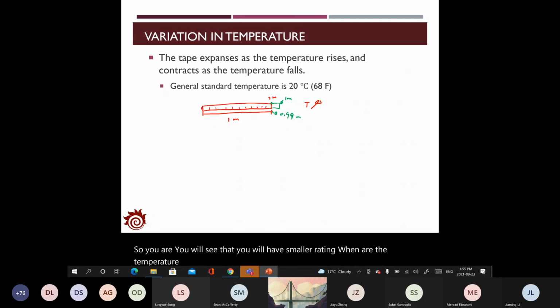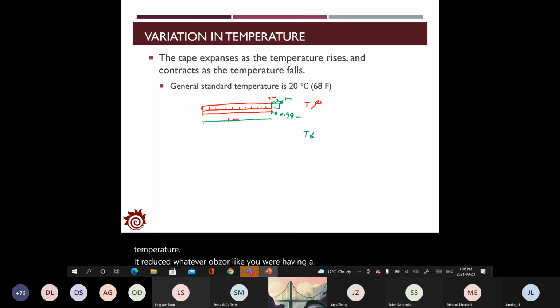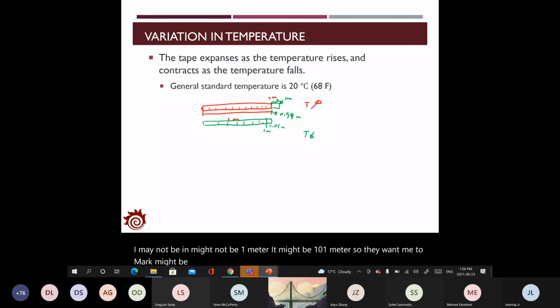In that sense, for the correction, you need to add this error from the expansion due to temperature. And similarly, if the temperature is reduced, you will actually read a larger value. It might not be 1 meter, it might be 1.01 meters. So the 1 meter mark might be on the left. With that, you need to subtract the small error from the temperature.